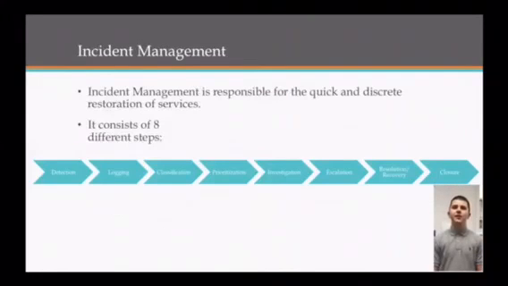Incident management is a defined process for logging, recording and resolving incidents as quickly as possible. The aim of incident management is to restore the service to the customer as quickly as possible, often through temporary fixes rather than through trying to find a permanent solution. There are 8 steps within incident management which help find, log and fix the issue. These steps include detection, logging, classification, prioritisation, investigation, escalation, resolution and then the closure of the issue.